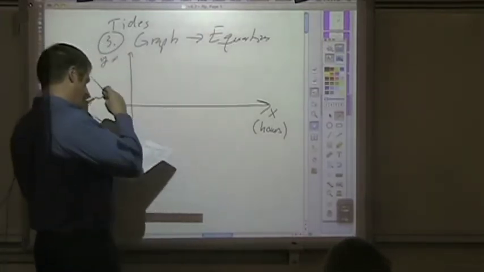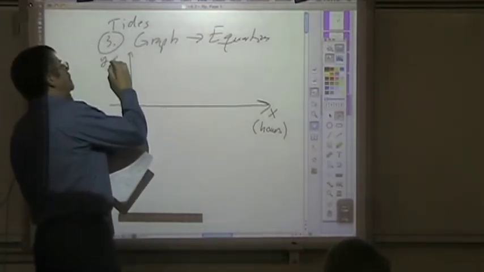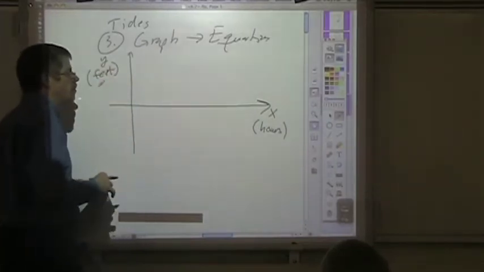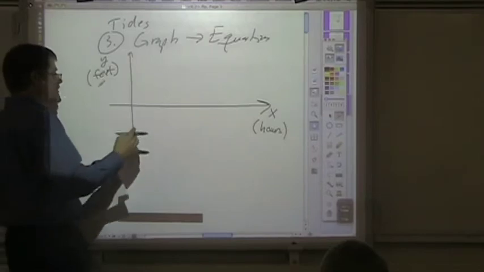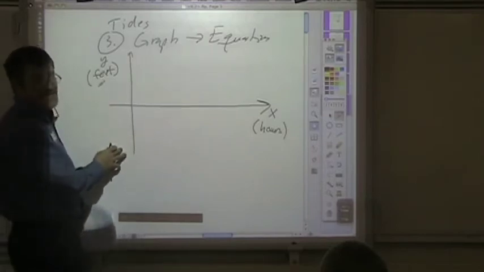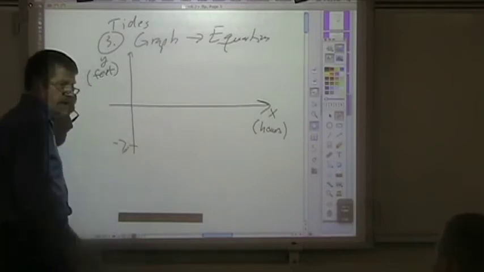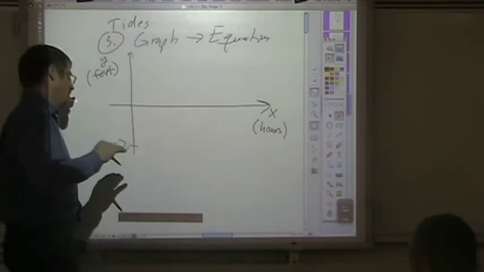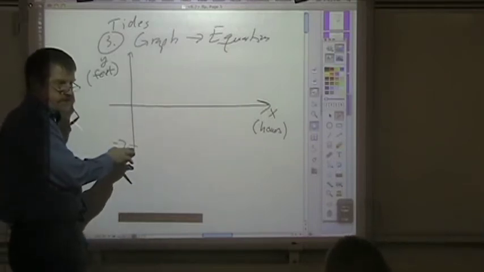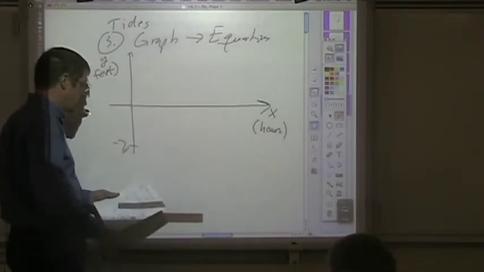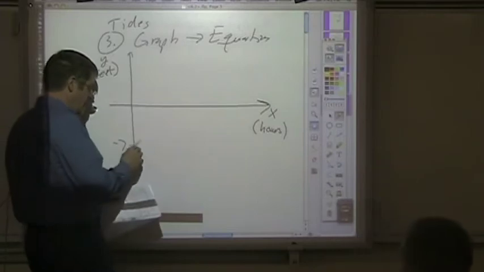and y is going to represent the depth of the water in feet, feet above or below an arbitrary marker. And suppose that at midnight, x equals 0 corresponds to midnight. At midnight, the ocean level is 7 feet below an arbitrary marker. And it also happens to be low tide.